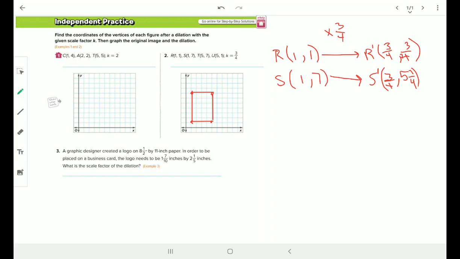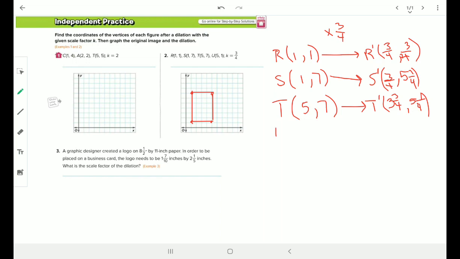If you look, the numbers aren't nice. They're not going to be exactly on the lines. So we're going to have to be careful when we're graphing these. So if I go with point T, we have 5, 7. And for my new point T prime, 5 times 3/4 is 15/4, which is 3 3/4. Okay? So 3 3/4 is my x coordinate. And for my y coordinate, it is the same thing as S, which is 5 1/4.